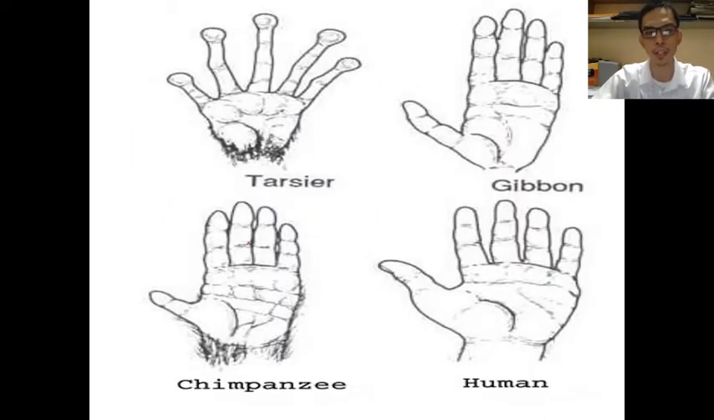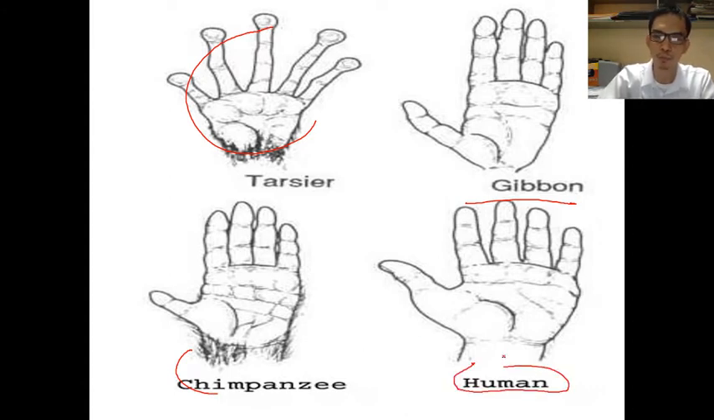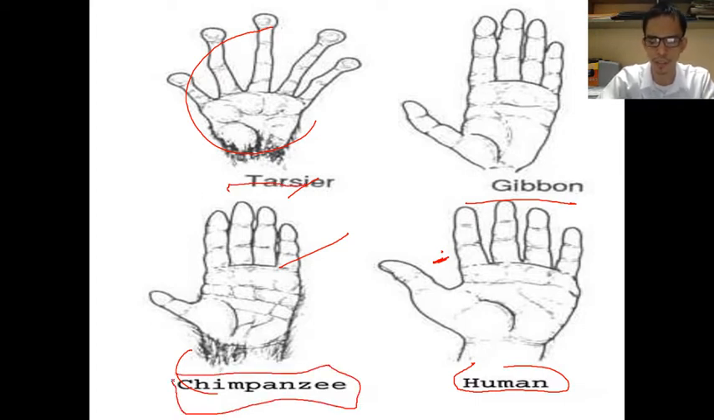So what do you have right here? The hands of the tarsier, gibbon, which is a monkey, the chimpanzee, and the human. You already know their particular function, our hand. But the hands of the tarsier and the chimpanzee are different. Although the hands that we have right here have the same structure, they have different functions.